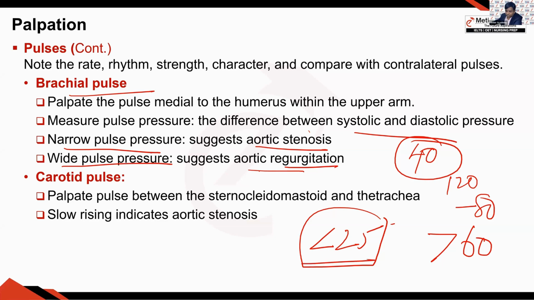Less than 20 is your narrow pulse pressure, that is cardiovascular assessment, most commonly seen in aortic stenosis. Greater than 60 is seen in aortic regurgitation.